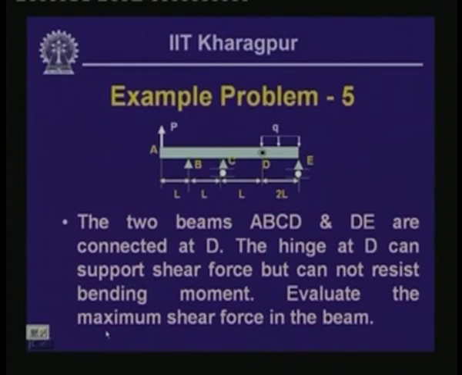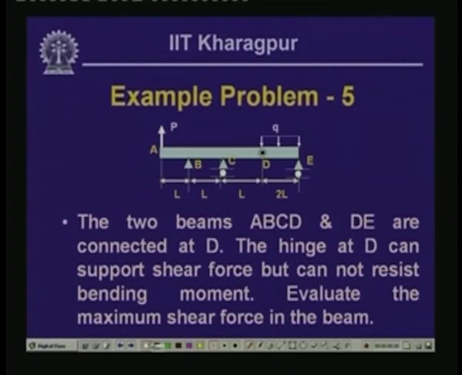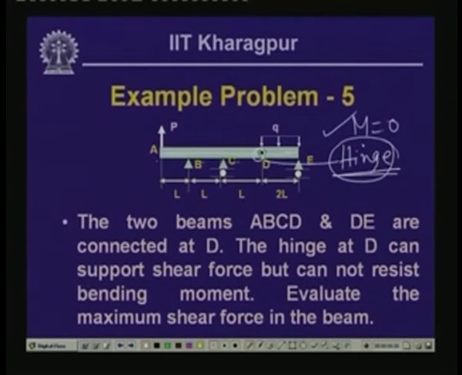Now, we have another problem which is quite interesting, and many times we do come across in practical examples, where we have two beams, A, B, C, D, this is one beam, and we have another beam DE. They are coupled together or joined together by an articulation. We call this a hinge, and this particular hinge has a particular characteristic that it cannot resist any moment. Moment is equal to 0, but it can resist the shear force.